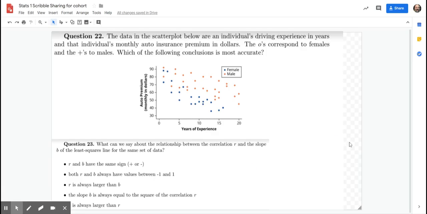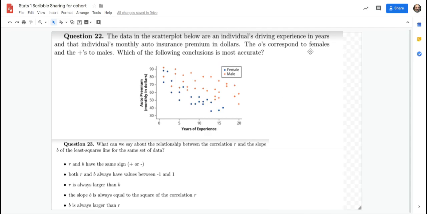This is problem 23. It's actually a continuation of problem 22. So we'll review that briefly before we move on to 23. The scenario in 22 is a scatter plot with years of experience horizontally and auto premium monthly price, I'll just say dollars or cost, vertically.